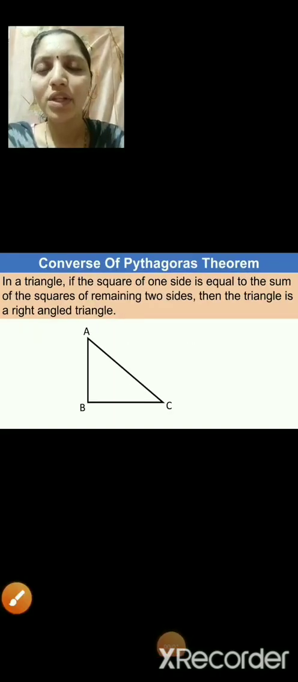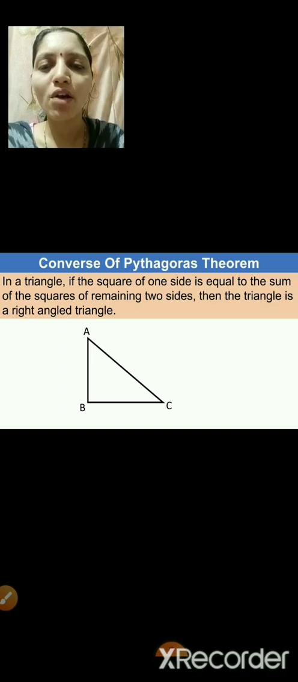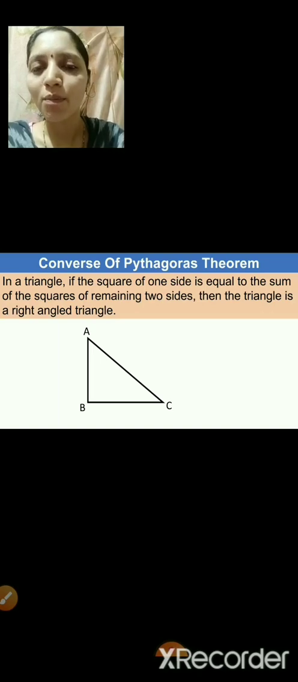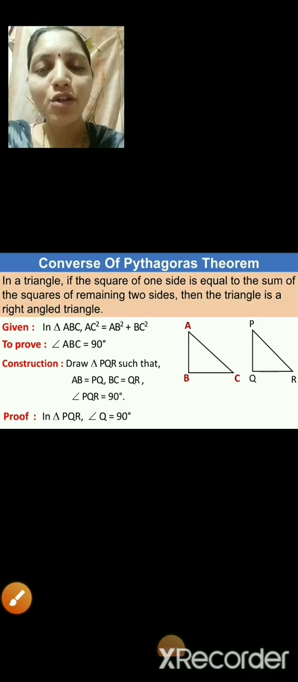Now let's start with the converse of Pythagoras theorem, which states that in a triangle, if the square of one side is equal to the sum of the squares of the remaining two sides, then the triangle is a right angle triangle. Now, we know that the converse is always the reverse or the opposite of the original statement. So in Pythagoras theorem, it was given to us that the given triangle is a right angle triangle, and in the converse of Pythagoras theorem, we have to prove that the given triangle is a right angle triangle. So now let's try to prove this theorem.